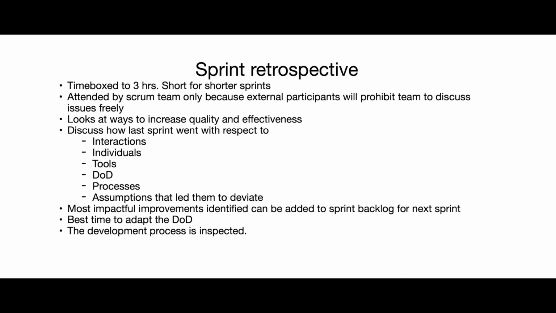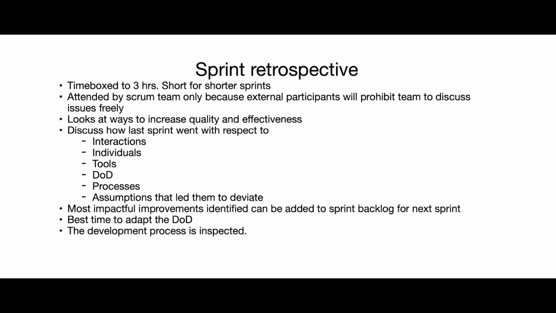Sprint retrospective. It's time boxed to 3 hours. It's shorter for shorter sprints. It's attended by the Scrum Team only because external participants would prohibit the team from discussing issues freely. It looks at ways to increase quality and effectiveness. It discusses how the last sprint went with respect to interactions, individuals, tools, definition of done, and processes, as well as assumptions that led them to deviate.